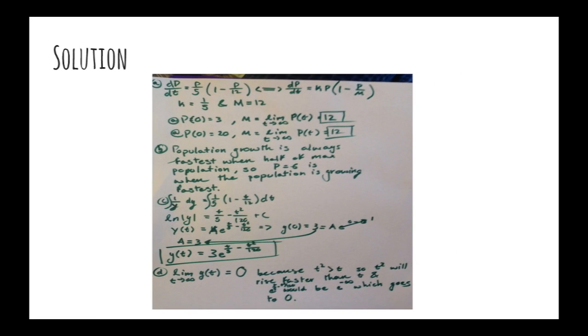The same thing holds true for this. As stated here, the population growth is always fastest when it's half of the max population. So it'll be when the population is 6 that it'll be growing the fastest. If you see the curve, that'll be the middle where the slope is the steepest.